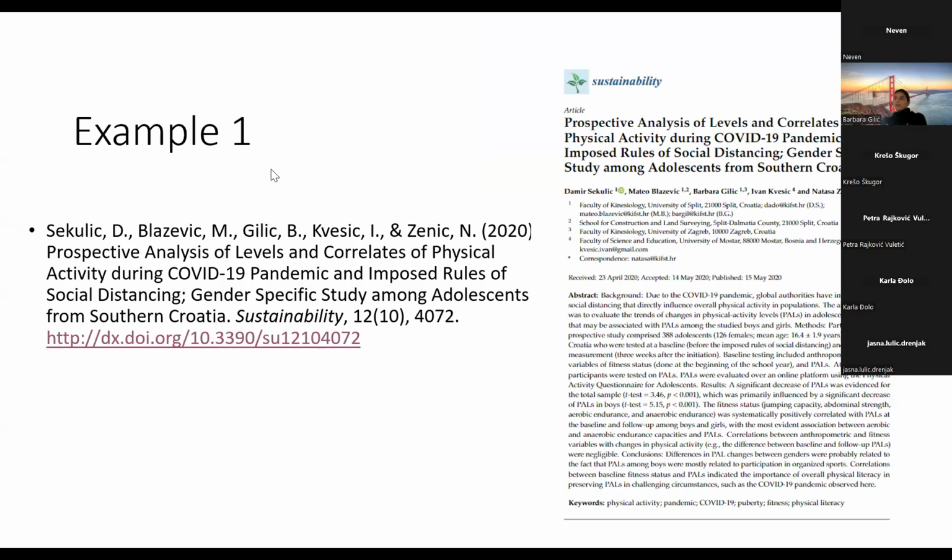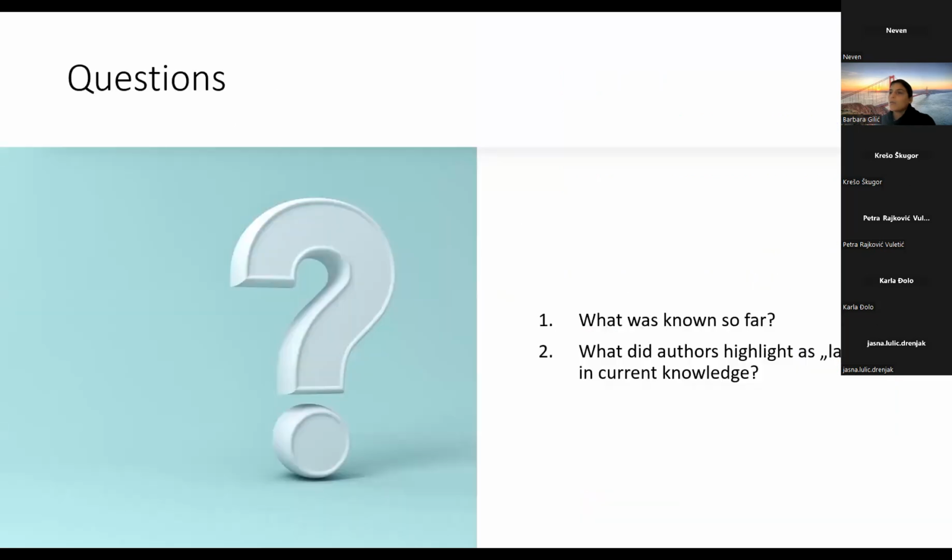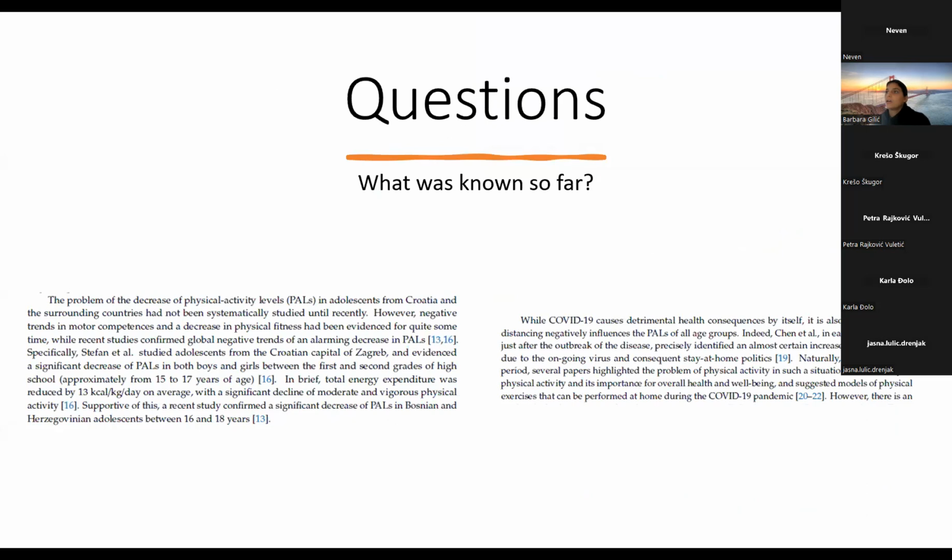So we again go to the first example, this first study. What was known so far, and what did authors highlight as lacks in current knowledge? I will now go into more detail about this first research, so it will maybe be better for you to open it up on your computer so you can follow what I'm talking about, and you will have to give some answers for the second example.